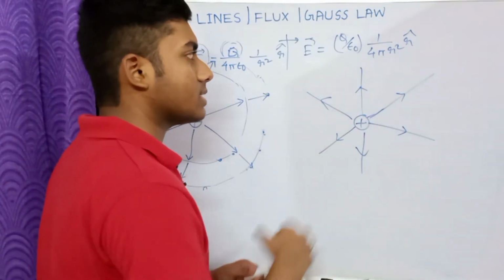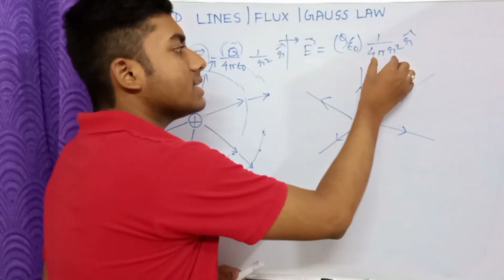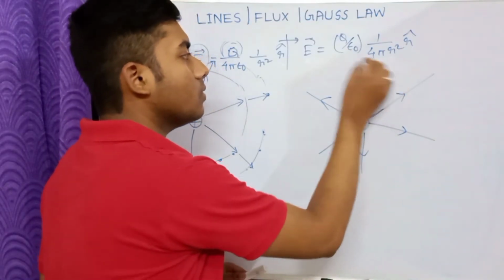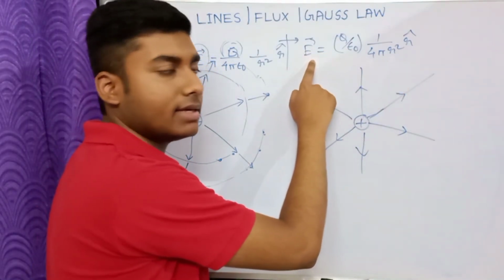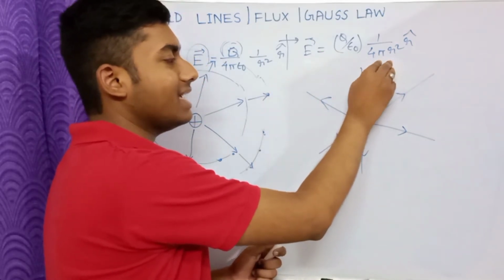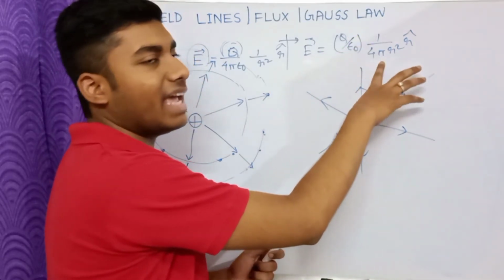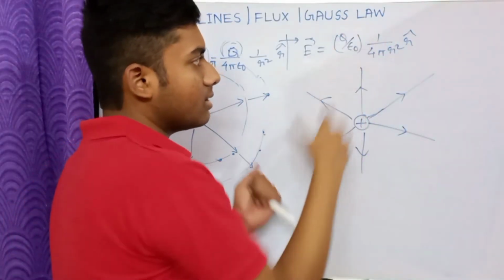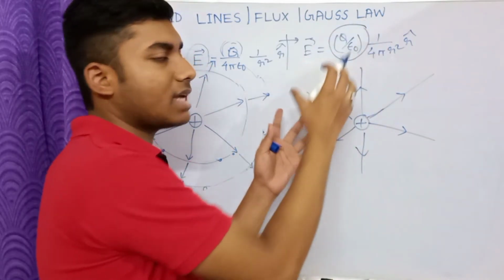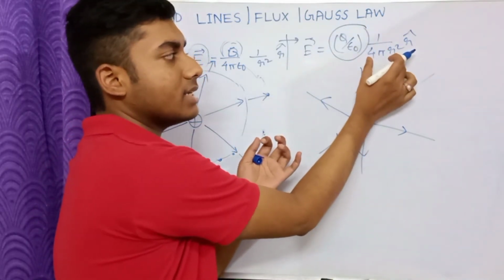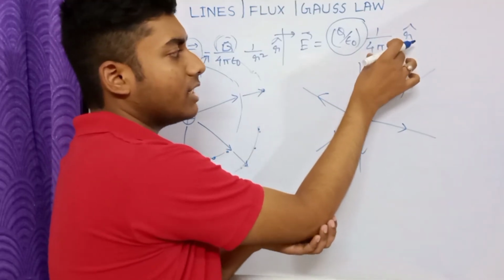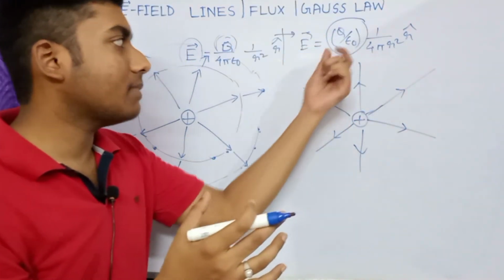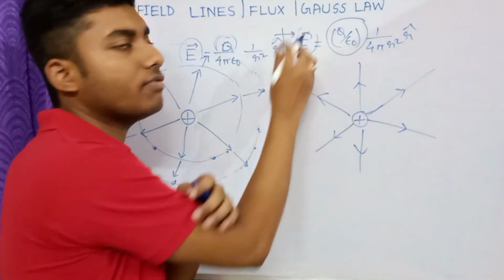So let's start to understand. This is the area of that spherical shell. So we can understand that electric field intensity is something divided by area, that is, something per unit area. As the area is in the denominator, something per unit area represents our electric field.